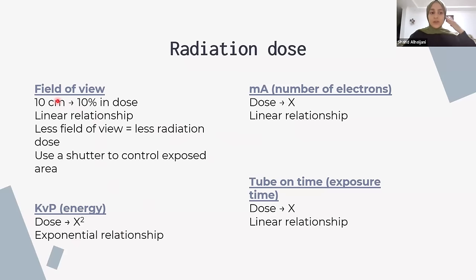So this will give you four times the dose by doubling the energy and will distort the image at the same time. Now, the field of view: increasing the field of view by 10 centimeters gives you an increase of 10% of the dose. Again, this is also a linear relationship, as you can see. So by that logic, if you decrease the field of view, you will get less radiation exposure or less dose. So you use a shutter to control the exposed area. As we mentioned, when you want to screen the patient, you don't expose the whole patient to the radiation. You use a shutter, and then you control the amount of area exposed, or in other words, the field of view. So KVP is exponential, while the others are linear relationships. So that is it for the radiation dose.